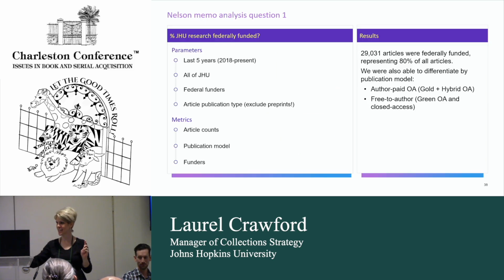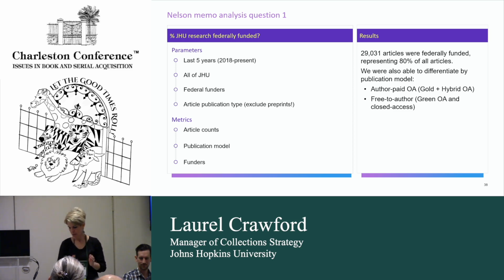But if we're going to look at it, we can look at a couple of things. The first question I asked was, how much of Hopkins research is federally funded as measured by article count? So articles are the outcome, the product of the research. And it turns out that I found that 80% are federally funded.